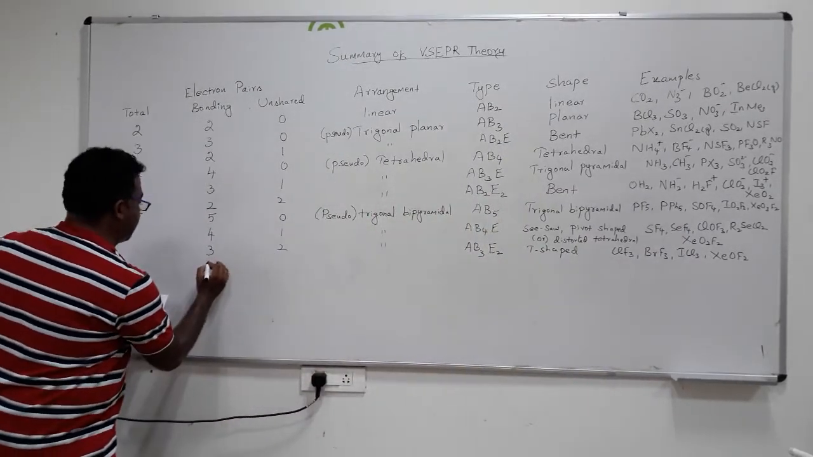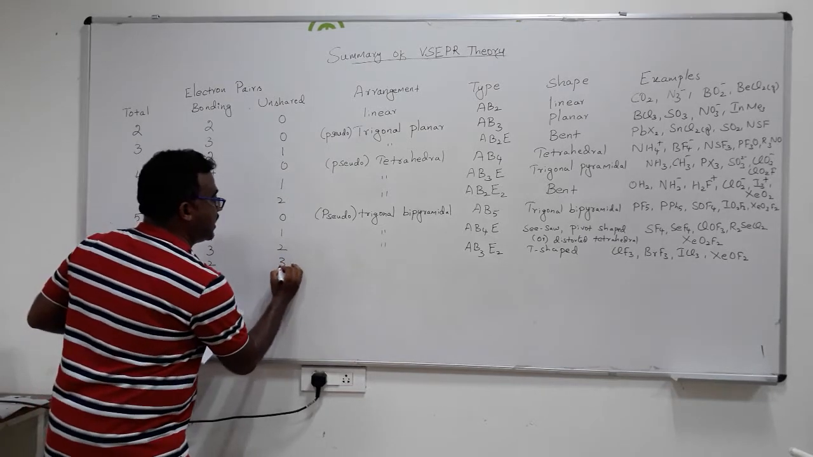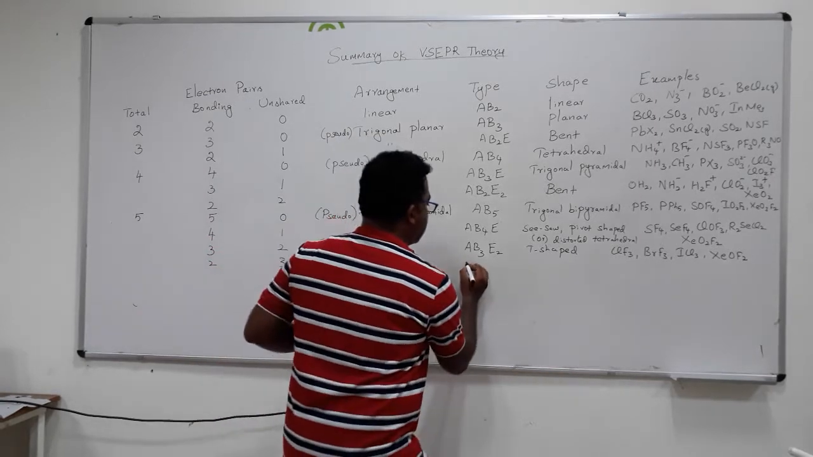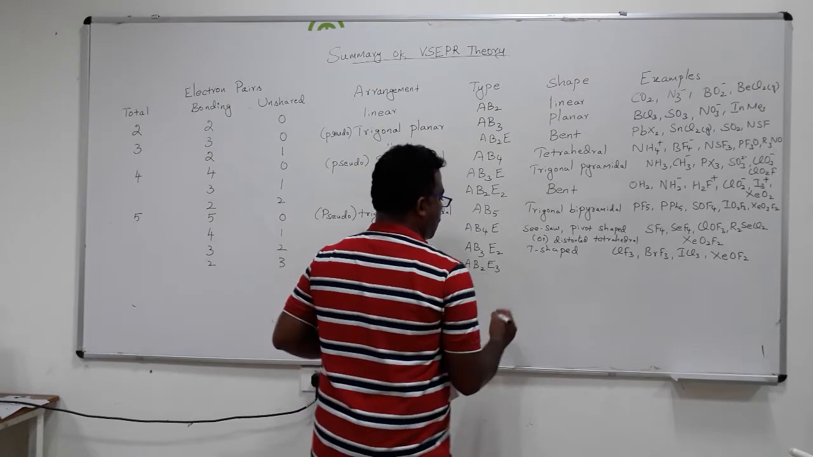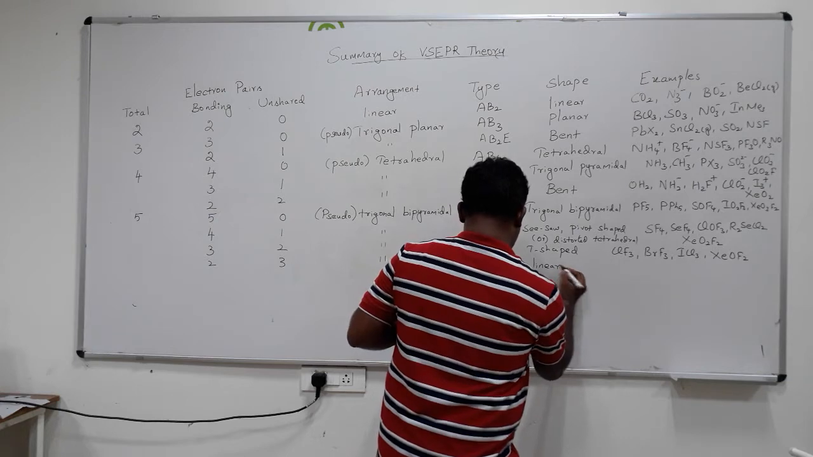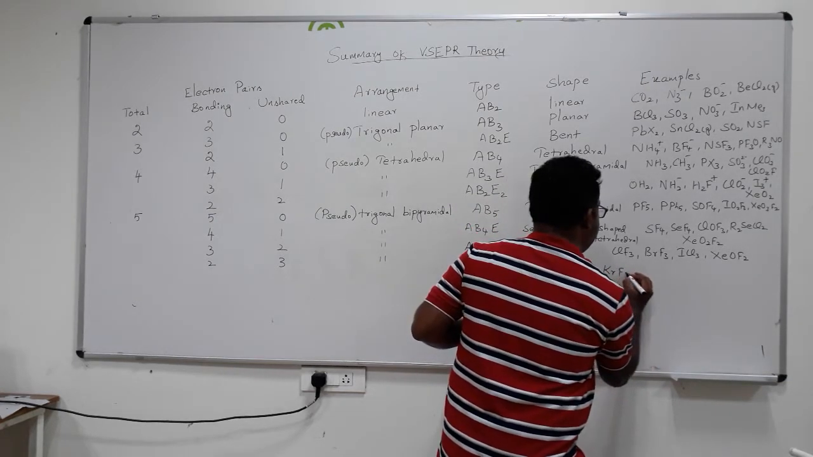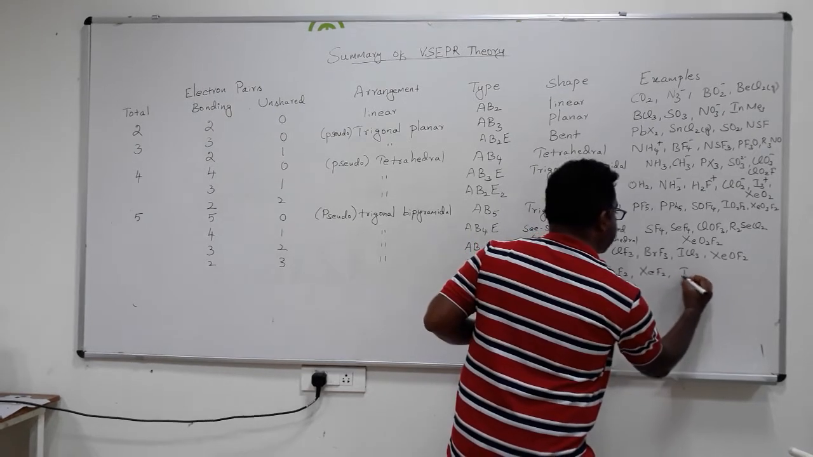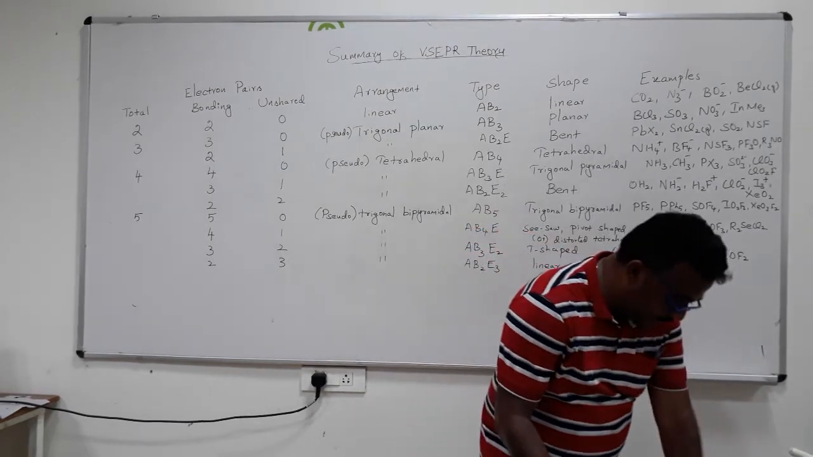Then if the bonding electron pairs are 2 and the unshared electron pairs are 3, it will again come under the category of pseudo trigonal bipyramidal. The type of molecule is AB2E3. The geometry is linear. Examples for the molecule are krypton difluoride, xenon difluoride, ICl2 minus. So linear molecules.